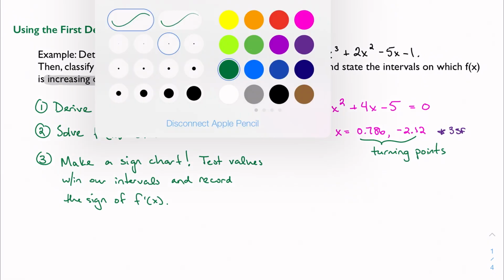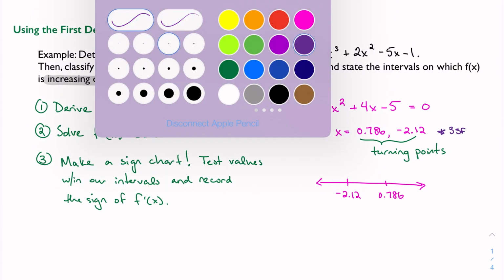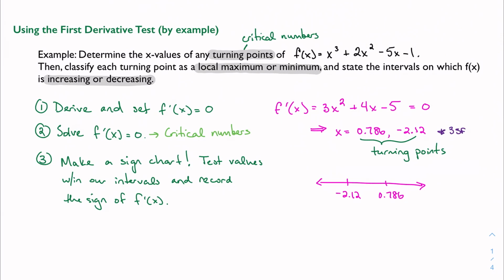So let's do that. Let's make my sign chart. So I've got 0.786. That's not where that goes, because that is greater than my other turning point. So I have negative 2.12, and then I have 0.786. We, of course, know that the derivative at those points is 0. So I'm recording just the sign of f prime.